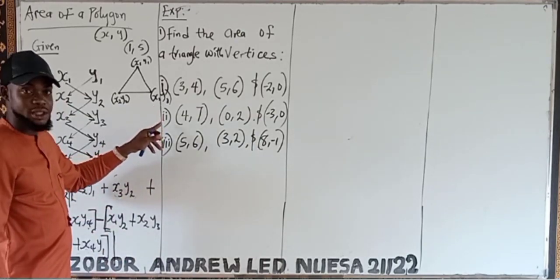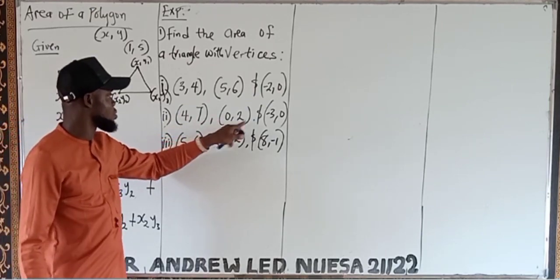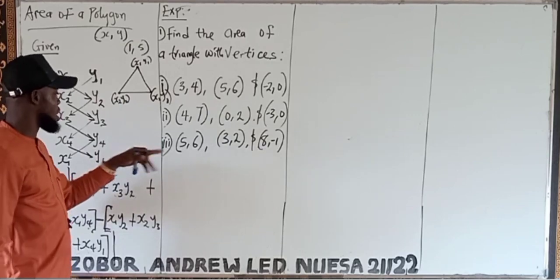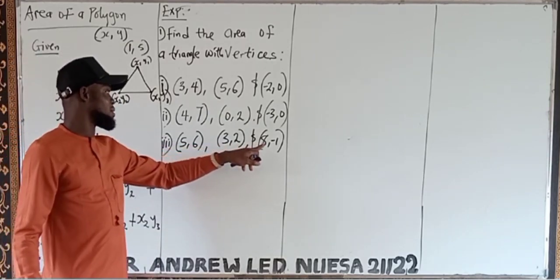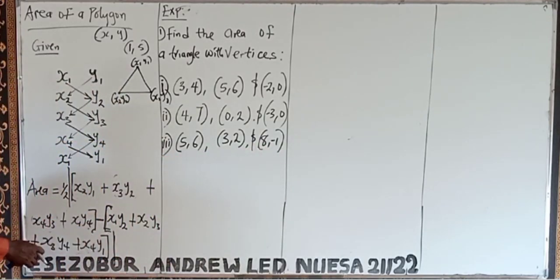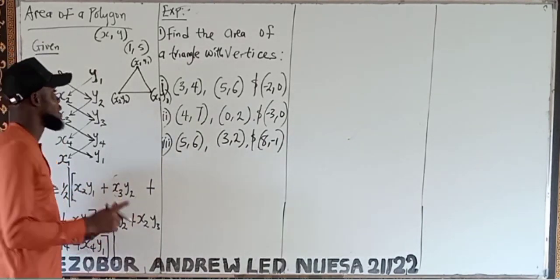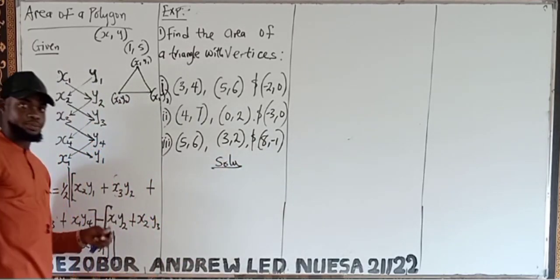Now the second triangle has the vertices (4, 7), (0, 2), (-3, 0). That is the second triangle. The third triangle now has vertices (5, 6), (3, 2), and (8, -1). That is the third triangle. So how do you solve this now? Look at what we are going to do. We have a solution.